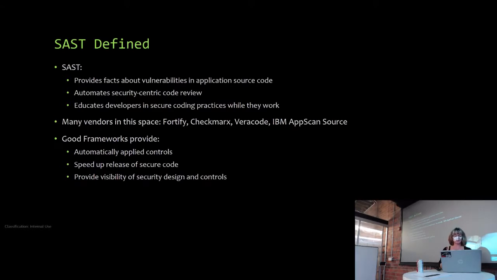Okay, so definition of SAST. SAST provides facts about vulnerabilities in your source code. So it's automating the security-centric code review. So it's not just eyes on code, it's an application that's running through your code and helping you understand what the vulnerabilities are. And at the same time, it's really helping educate your developers in what are secure coding practices.